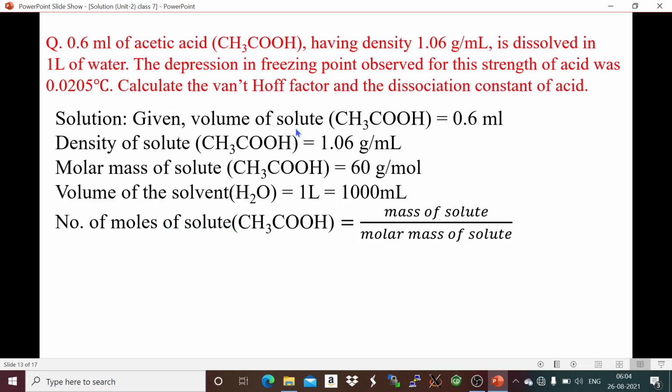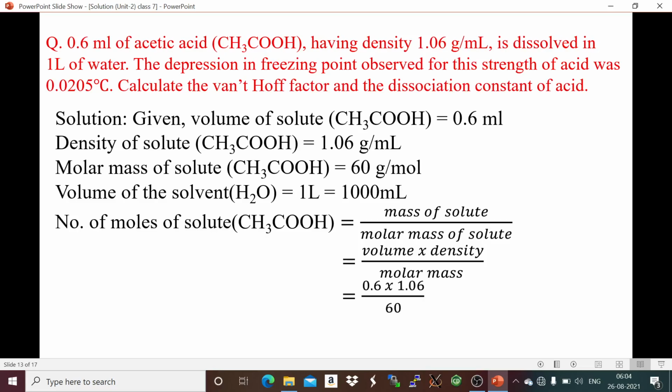So from the given values we can calculate the molality. Number of moles of solute is mass of the solute divided by molar mass of the solute. Now the mass of the solute is not given, but volume and density are given. So mass of the solute is volume into density of the solute, divided by molar mass.